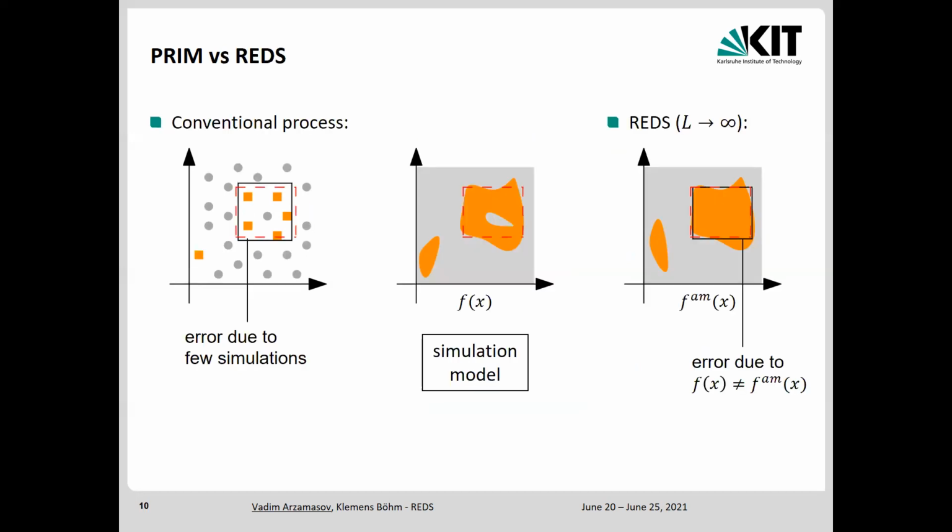To understand why REDS works, let us have a look at the source of error in the conventional process and the source of error in REDS. In the conventional process, the error comes from not enough simulations being done. With REDS, the accurate meta model can label points inexpensively, and this is why the main source of error is the imperfect approximation of the true function implied by simulation model f(x) by the function implied by the accurate meta model f_am(x). In our paper, we have further statistical considerations explaining this difference. However, our main means of proving that REDS works is exhaustive experiments.